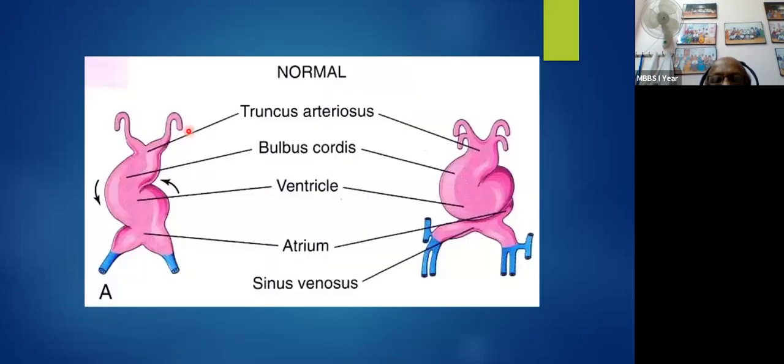Now imagine what will happen to those communications. Along with this, they are also getting moved. That is also important. What will be the position of the atrioventricular canal? What will be the position of your sinoatrial orifice? That also you have to imagine now. So this is the normal formation of the cardiac loop in this direction.